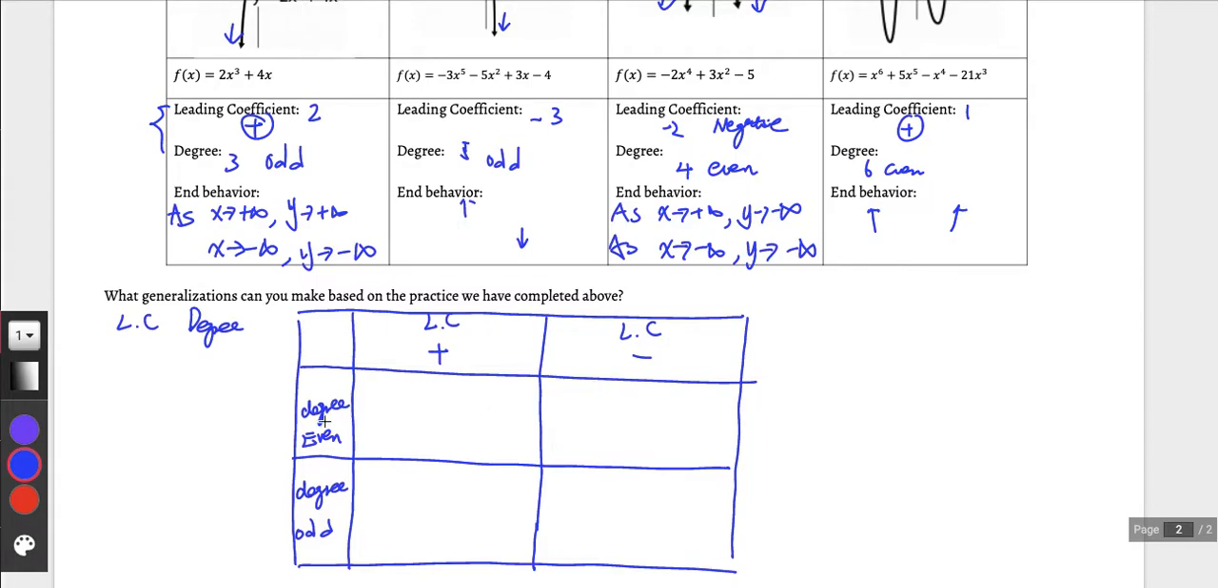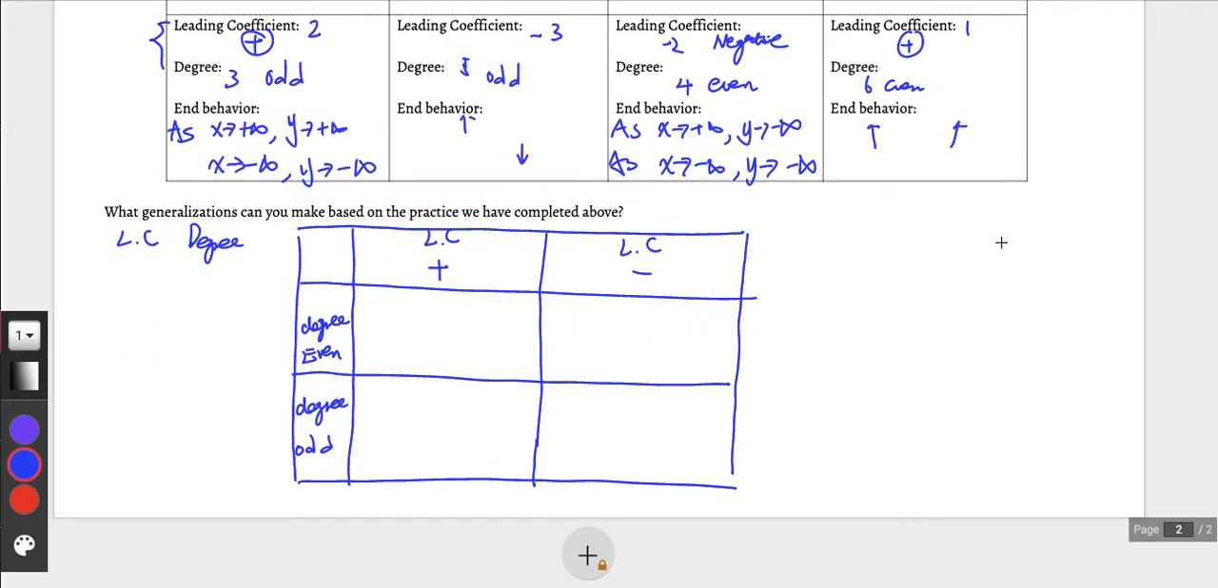So when the degree is even and the leading coefficient is positive, they both go up. That's why it's left up, right up. As x approaches positive infinity, y approaches positive infinity. As x approaches negative infinity, y still goes to positive infinity because both ends go up. But when the degree is even and the leading coefficient is negative, they both go down. So as x approaches positive infinity, y approaches negative infinity, and as x approaches negative infinity, y still goes to negative infinity.